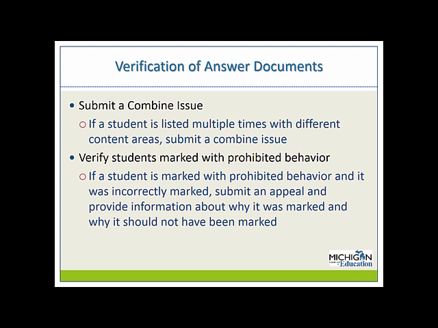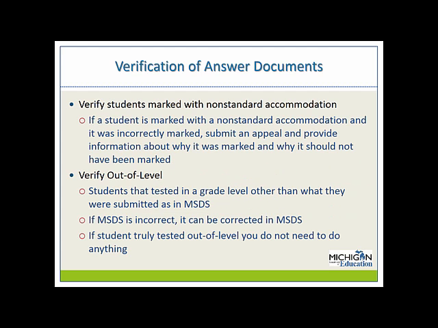Schools can submit a combine issue if a student is listed multiple times for different content areas. This can happen if a student tests using 2 different barcode numbers. Students marked prohibited behavior should be verified during the verification of answer documents window. If there is an incorrectly marked prohibited behavior, the school can submit an appeal with information including why it was marked and why it should not have been marked during this window. Students marked with a non-standard accommodation should be verified during this window. If marked with a non-standard accommodation in error, an appeal should be submitted that includes information about why it was marked and why it should not have been marked.